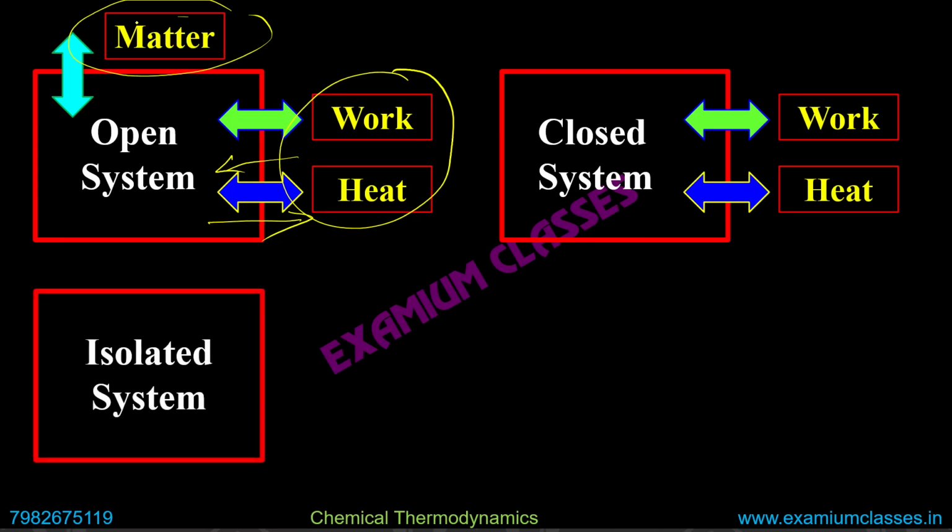Then we have the isolated system. As the name suggests, it is completely isolated. So nothing can be done. If any reaction is taking place here and the temperature rises, it will rise because heat cannot get transferred. If any work is done within the system by the reaction, it will remain inside the system. It cannot go out. We cannot do work onto the system. The system cannot do work on the surroundings. Nothing can be done. It is isolated.